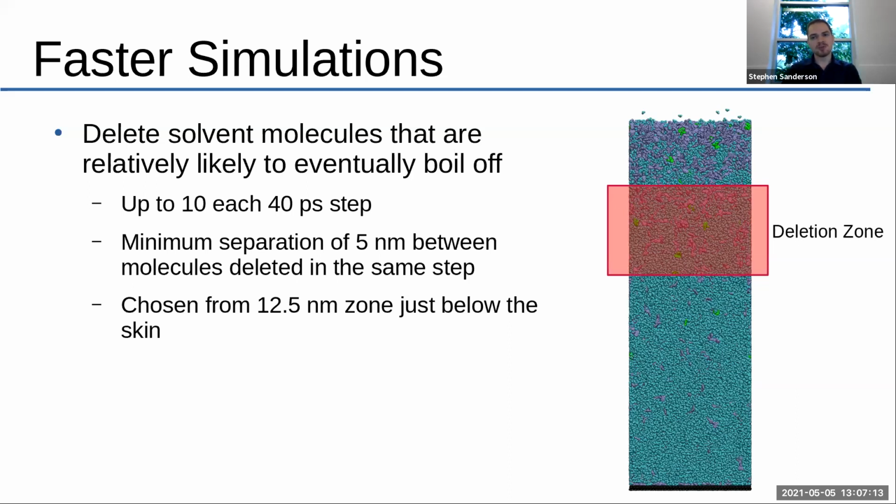And we choose targets for deleting that are at least 5 nanometers apart. And we choose them from this zone here, just below the skin. So we detect where the bottom of the skin is based on the atomic density of the solute.